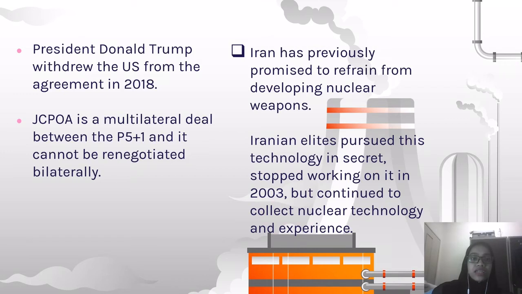As a signatory to the Nuclear Non-Proliferation Treaty, which has been in force since 1970, Iran has previously promised to refrain from developing nuclear weapons. However, when the Pahlavi monarchy was deposed in 1979, Iranian elites pursued this technology in secret. Iran stopped working on nuclear weapons in 2003, according to US intelligence analysis, but continued to collect nuclear technology and experience.